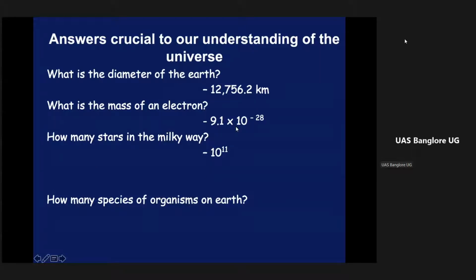Anybody can tell me how many organisms are there, or how many species of organisms are there on Earth? Any try? I'll give you, it is 7 million. 7 million. Okay. Any other answer? Any other answers? Anybody? Some guess. Sir, 18 million. 18 million. Okay. 7 million, 18 million. Some more answers. 50 million. 50 million. Okay. Good.